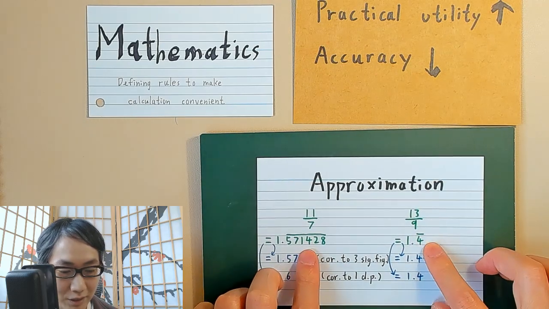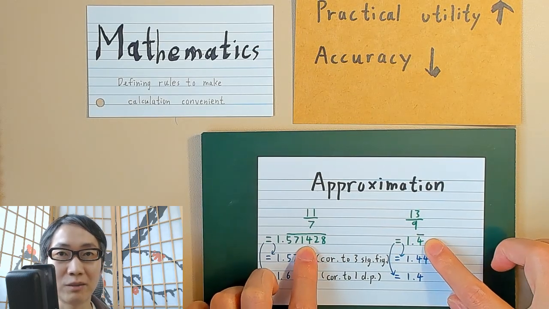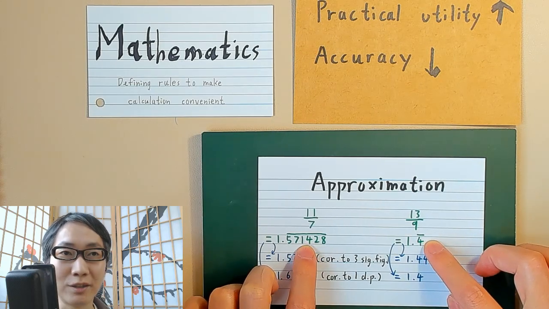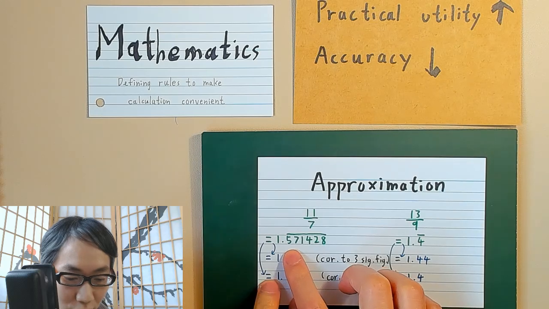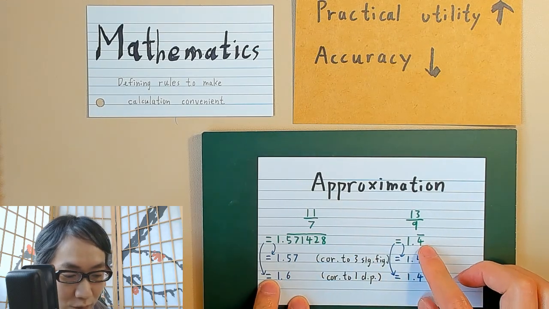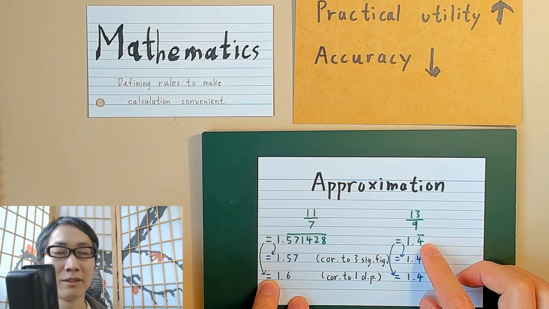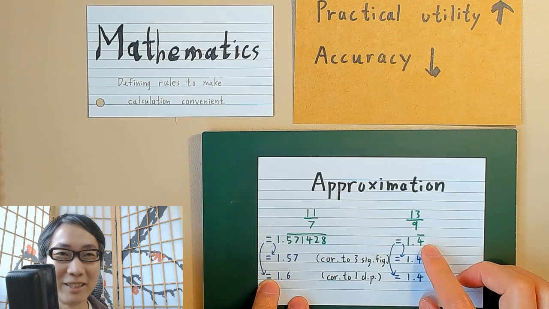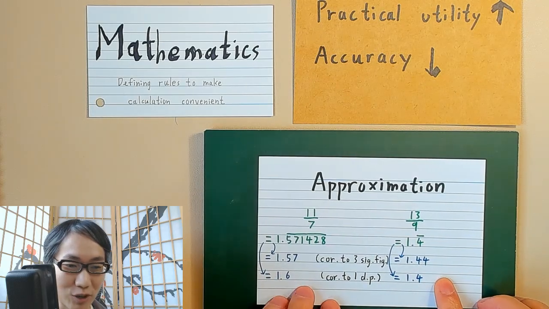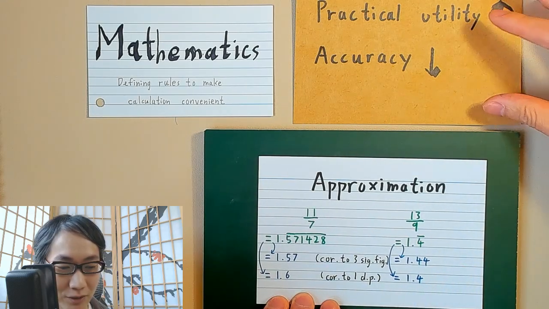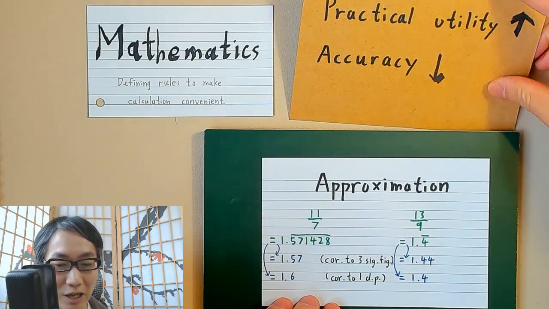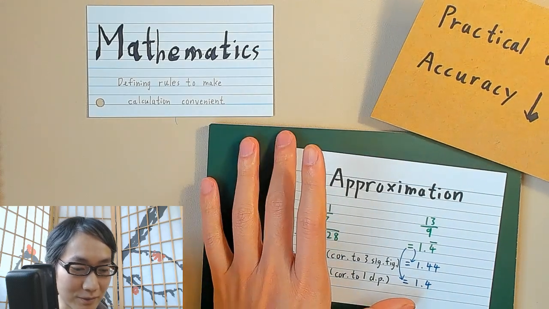Technically we can still use the recurring decimals and compare, but it'll be less convenient when you say, oh, 1.571428 recurring is larger than 1.4 recurring. That's very troublesome, right? So it's very convenient to approximate things. Although it will be less accurate, so it depends on how much accuracy we need.